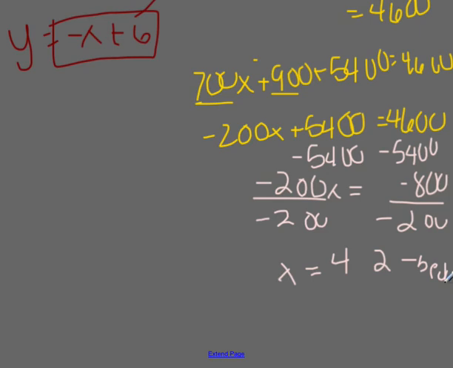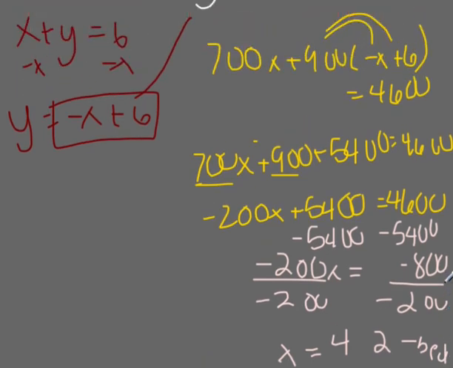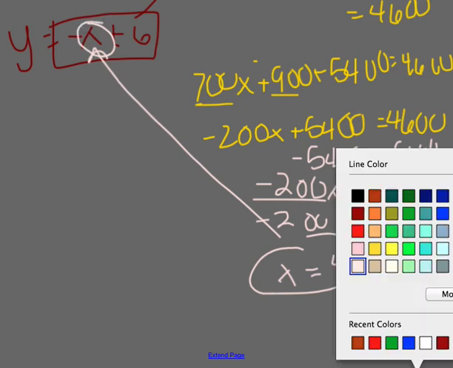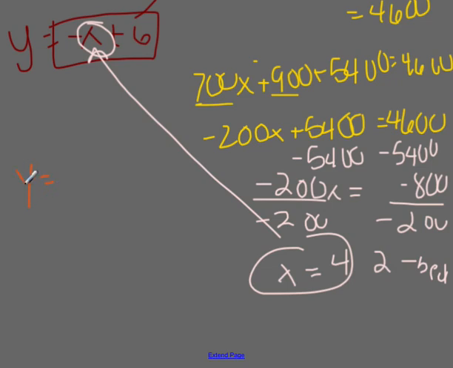Okay? So next, let's plug it in to get the number of 3-bedroom apartments. So I'm going to take this and plug it in for x up there. So then I have y is equal to negative x plus 6. So I'm plugging that in instead of x, which is a negative 4, plus 6. So then I have y is equal to negative 4 plus 6, so y is equal to 2. So there's 2 3-bedroom apartments.